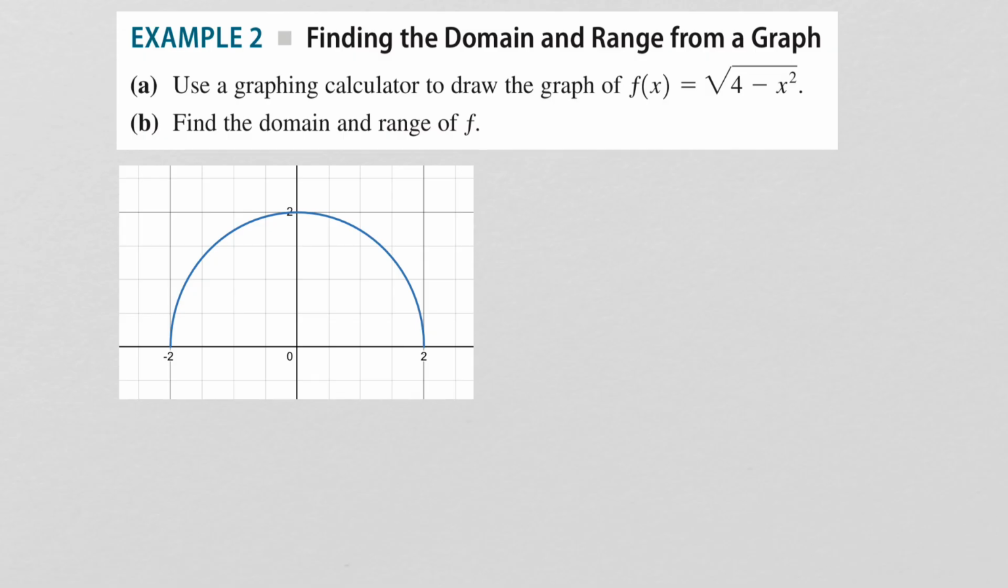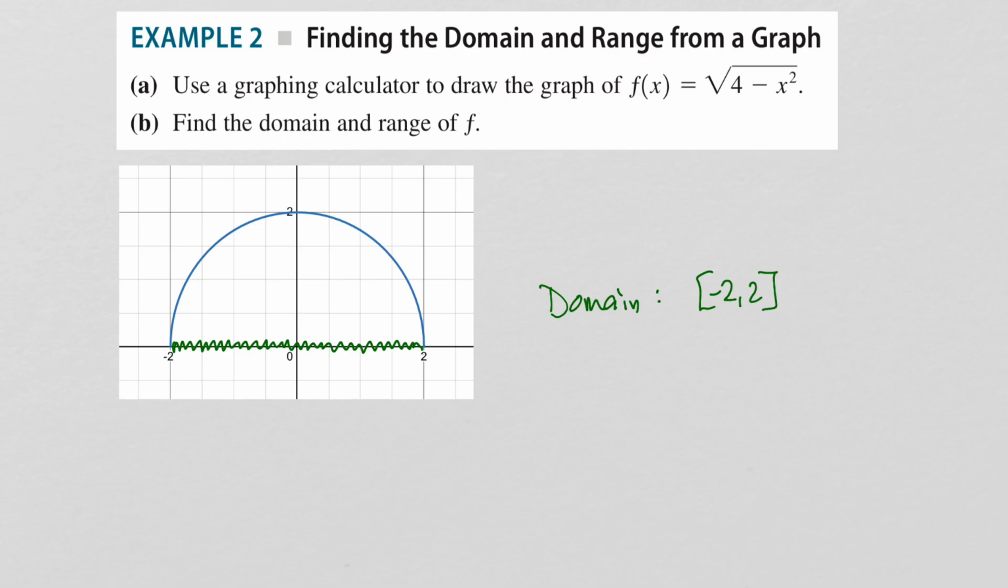So again, if you just look at the graph itself, this graph covers all of the x values on the x-axis between x equals negative 2 and x equals positive 2. So I can say that the domain of this function is all values from negative 2 to 2, inclusive.